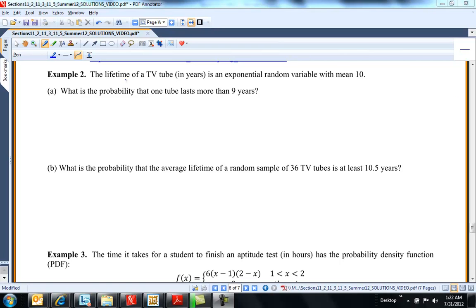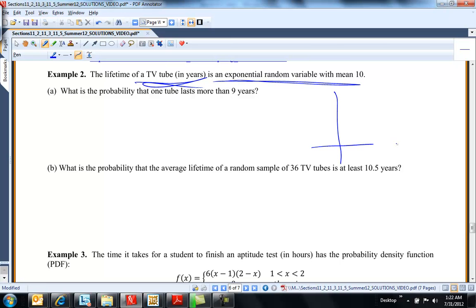Here's example two. The lifetime of a TV tube, is there even TV tubes anymore, is an exponential random variable with a mean lifetime of 10 years. So here is the lifetime. It looks like that, starting right at zero. Here's 10 years. Exponentially distributed. f of x, where x is the lifetime, is 1/10 e to the negative x over 10 for x bigger than 0. So there's the density function.